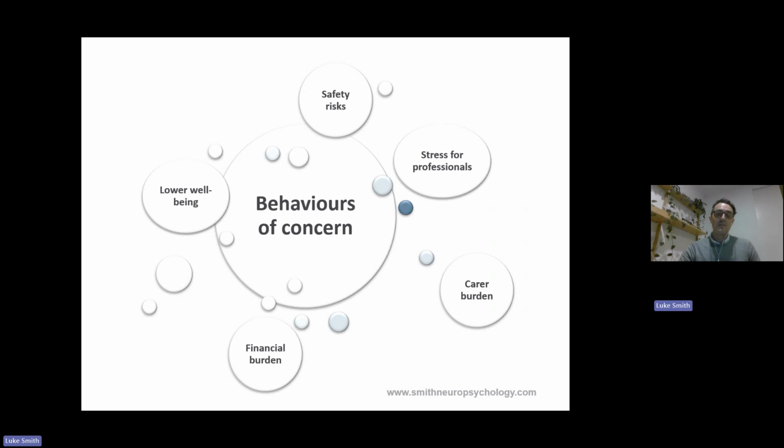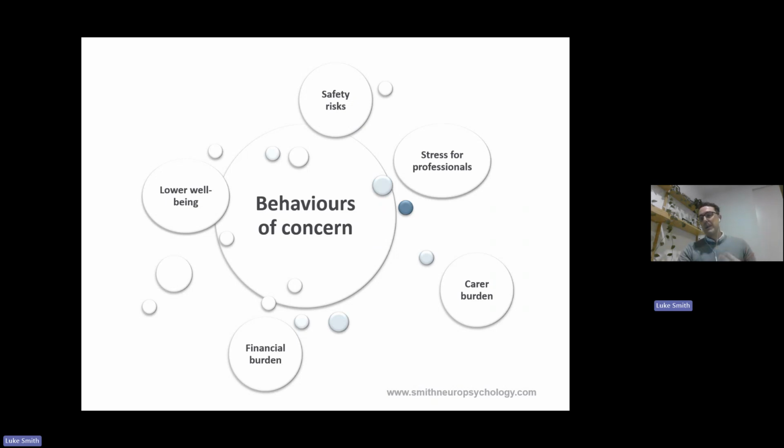Carer burden is a level of stress, both physical, emotional and financial, that is placed on people supporting someone living with dementia, particularly as that condition progresses, because we are talking about progressive brain conditions here. Financial burden is something we don't often talk about, but behaviours of concern definitely affect someone's financial security, including their ability to live at home, whether that's financially viable. And importantly, it's associated with lower well-being for people who live with dementia.